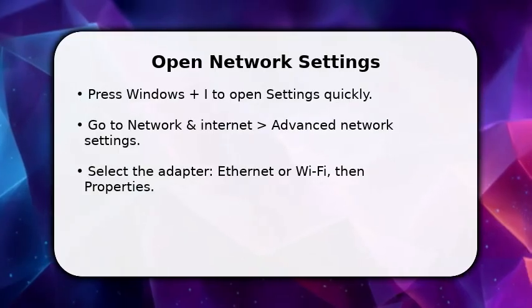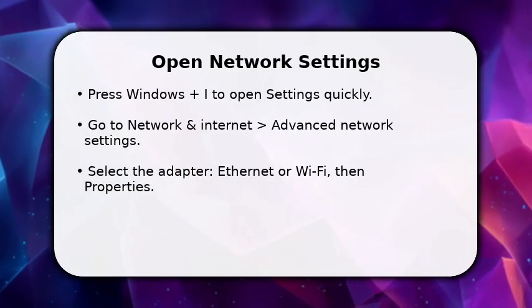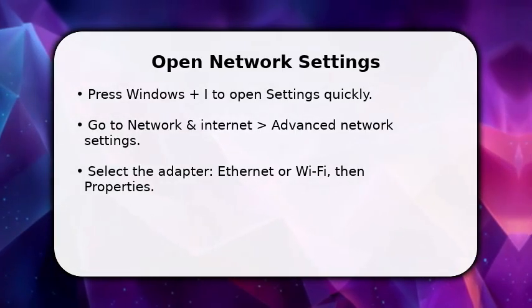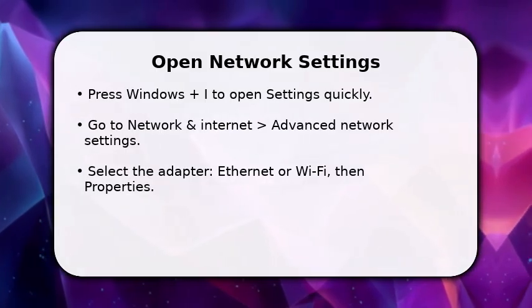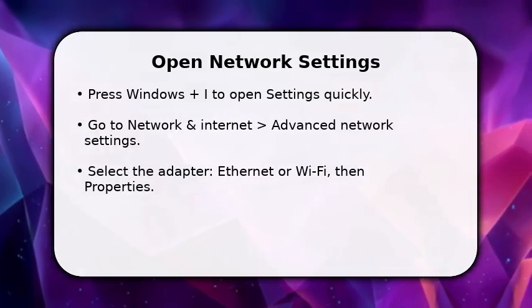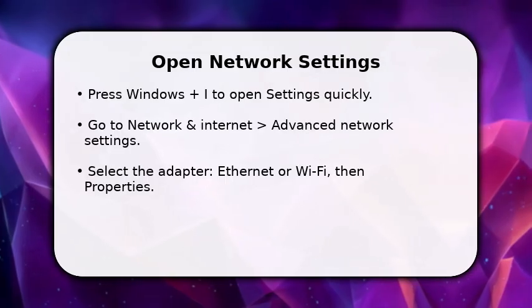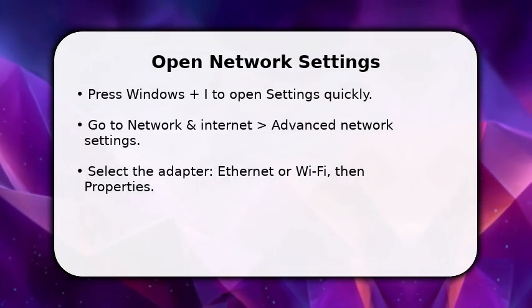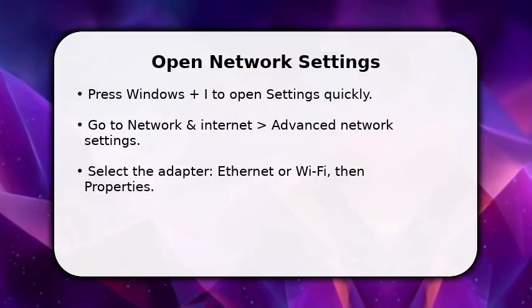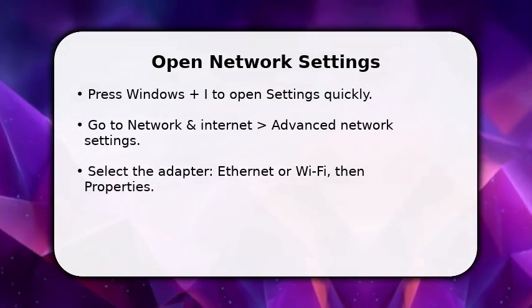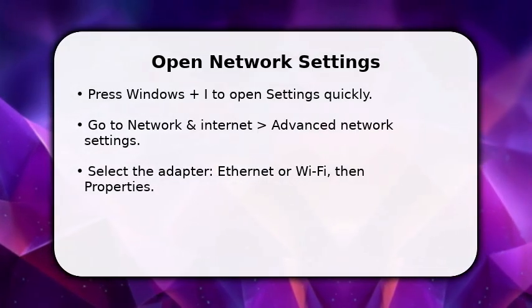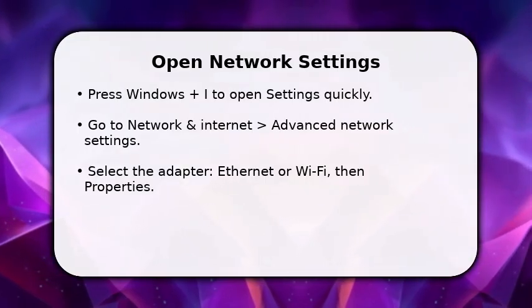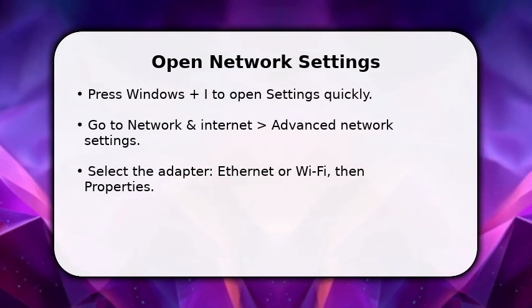You start by opening the exact adapter you'll change. Press Windows plus I to get Settings, then choose Network and Internet and Advanced Network Settings. Once there, pick the active adapter, Ethernet for wired, Wi-Fi for wireless, and click Properties to reveal IP options. You do this to access IPv4 and IPv6 assignments directly. Changing the adapter ensures you don't alter the wrong interface. Make sure you have admin rights, because the next steps require elevated permissions.